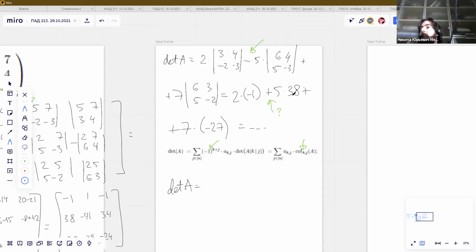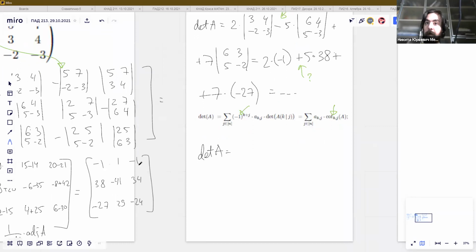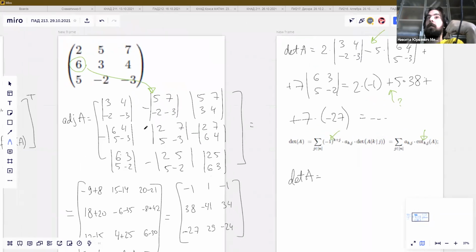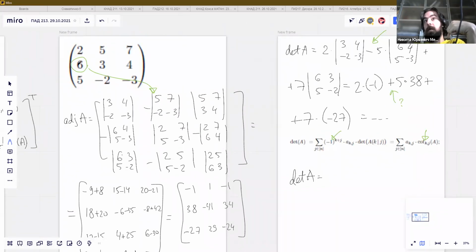Then let me say that multiplying by 38 and 27 is too hard for me. There is a better idea. If you look at this matrix, it is much easier to multiply by those numbers, -1, 1, and -1. So let's expand by something that corresponds to them, that is, by the first column of the original matrix. If I expand by the first column, then I get those determinants.